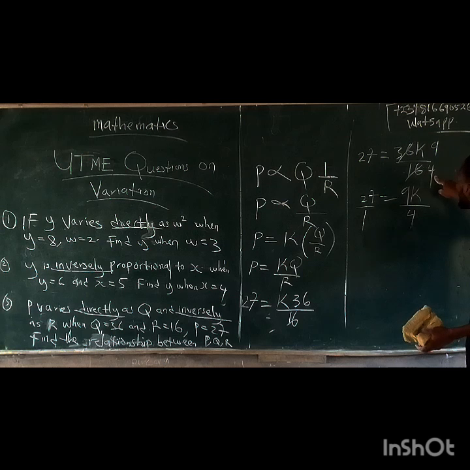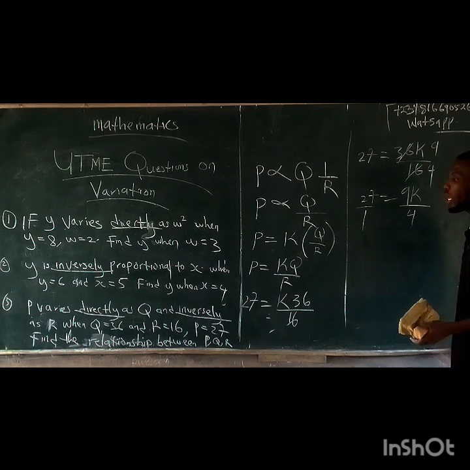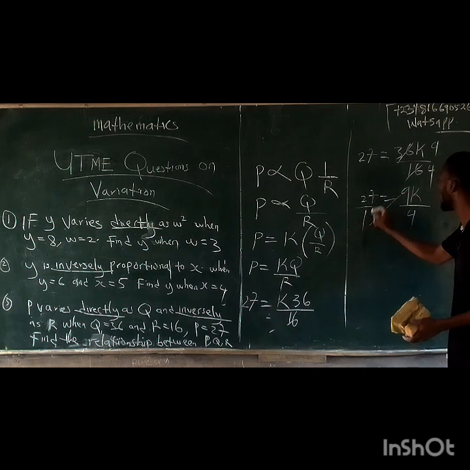So 4 divided by 16 is 4. 36 divided by 4 is 9. So that's how we got the 9k over 4. There is the 27 over 1. What next am I going to do? Then you cross multiply.